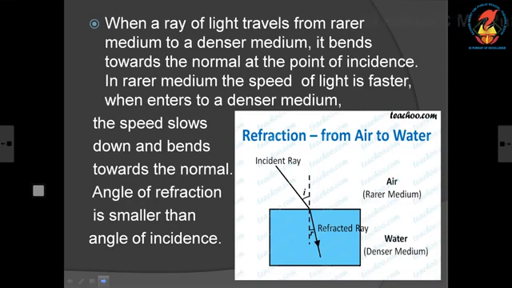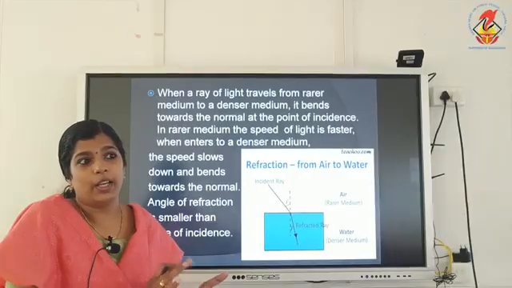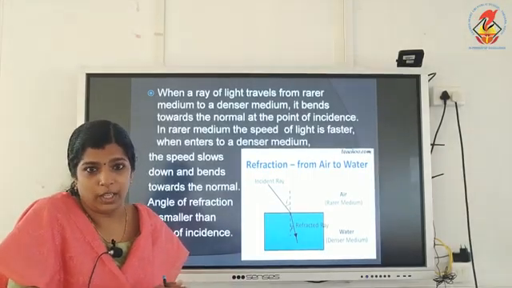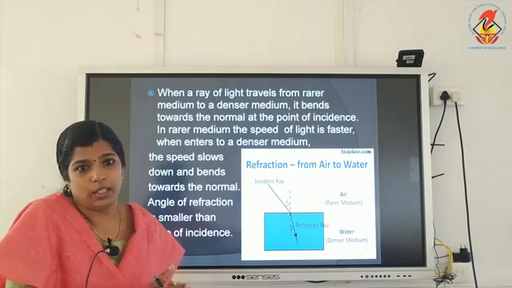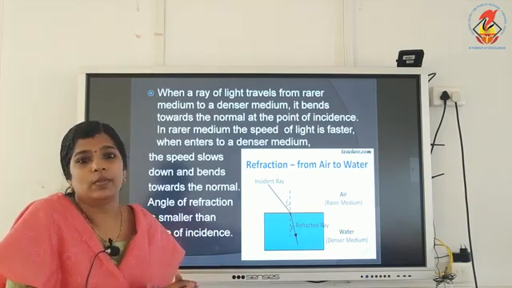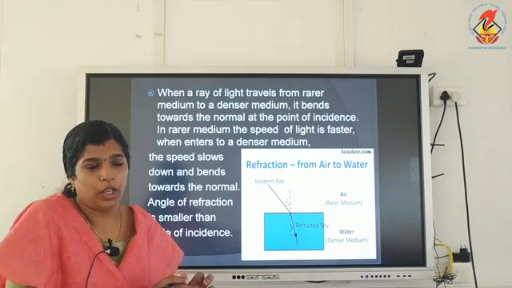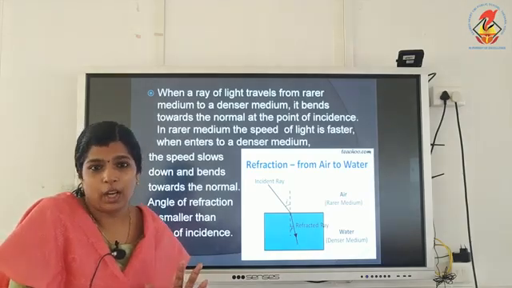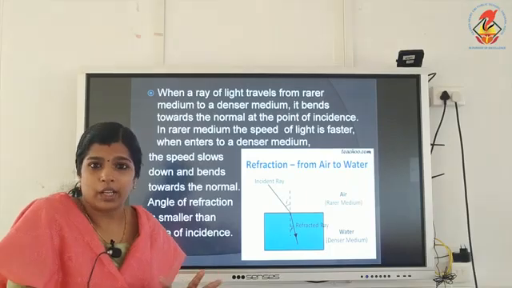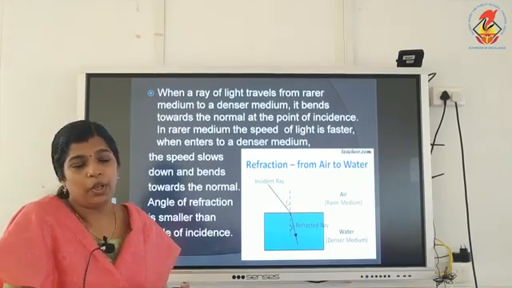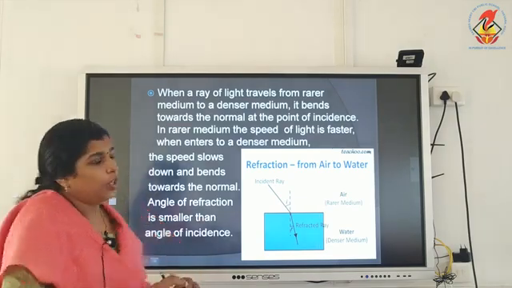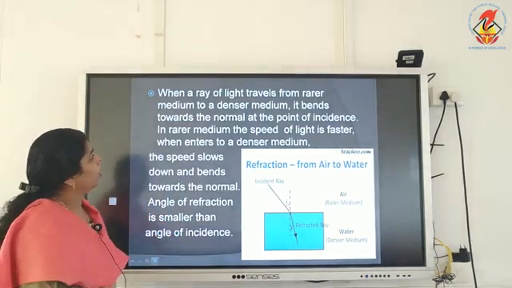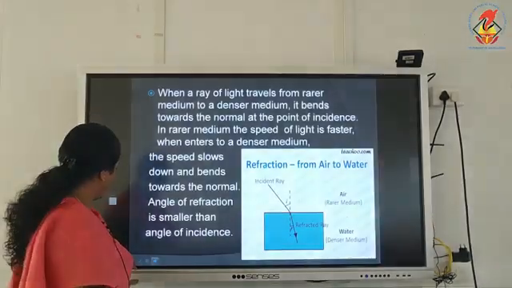Now, what will happen to the refracted ray when a ray of light travels from a denser medium to a rarer medium, and also from a rarer medium to a denser medium? We need to clarify both conditions: in which way the bending of the light ray will take place. First, we will consider rarer medium to denser medium.